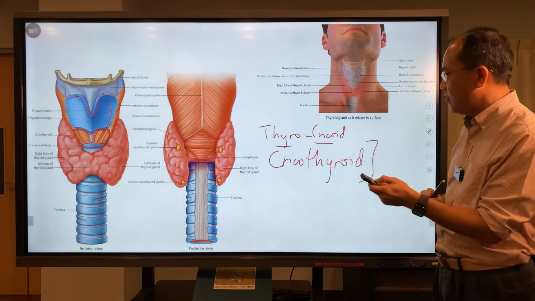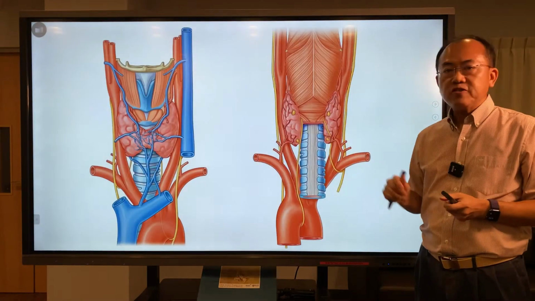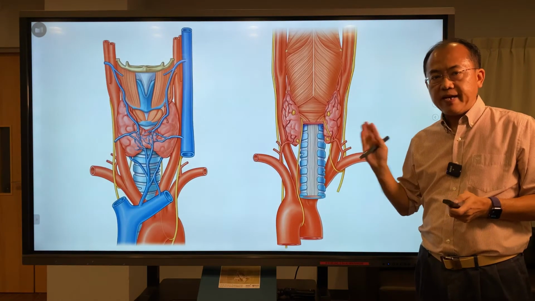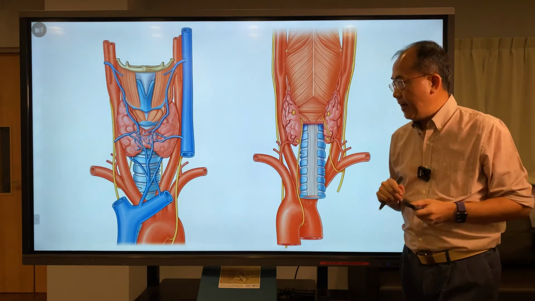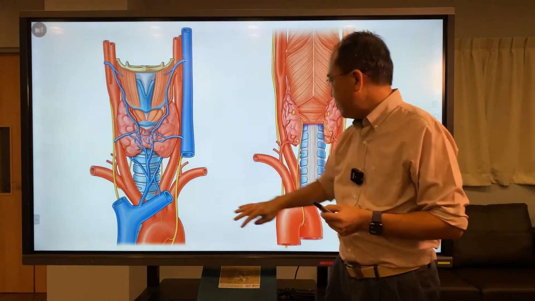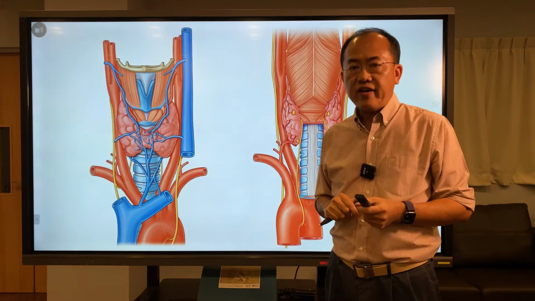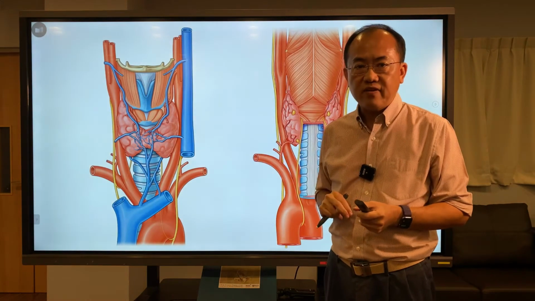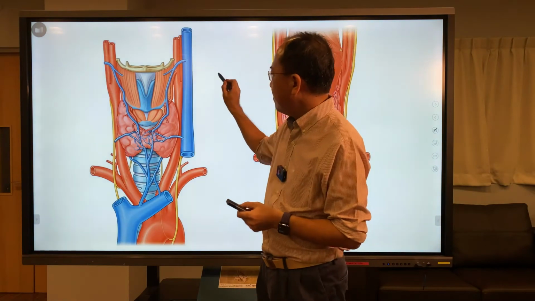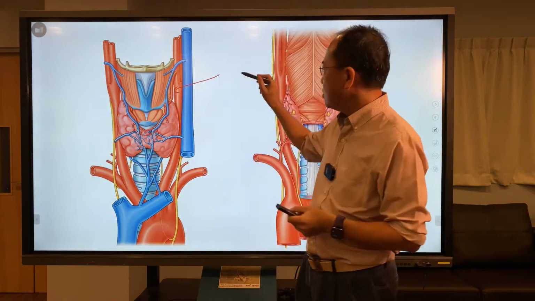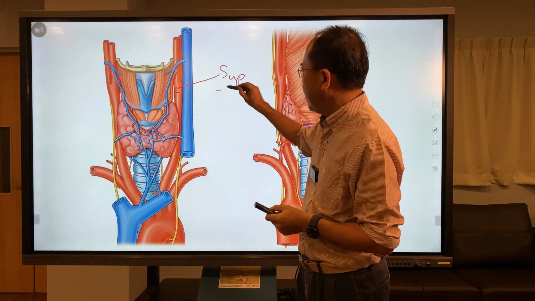Okay, let's move on to look at the blood supply of the thyroid gland. This is again looking from the front. This one is looking from the back. Generally, the thyroid gland is supplied by two sets of blood vessels. One set comes from the top, so we call this the superior thyroid artery.